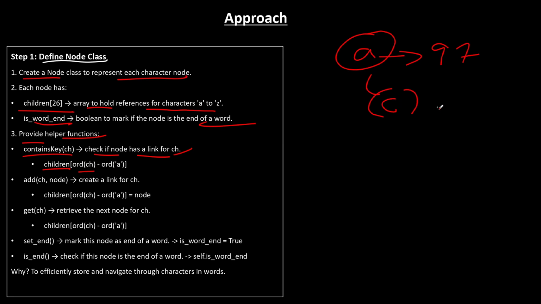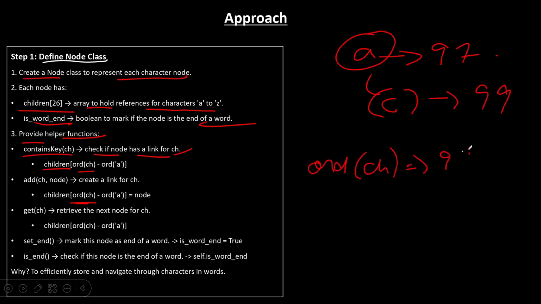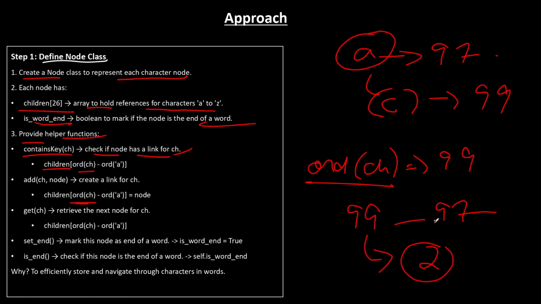Let's take C. So it will be 97, 98, 99. Now you have been said C here. So ORD('C') means 99. It basically takes the ASCII value of that. 99 minus ORD of A, which is 97, gives me 2, right?